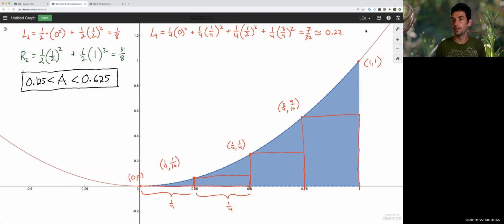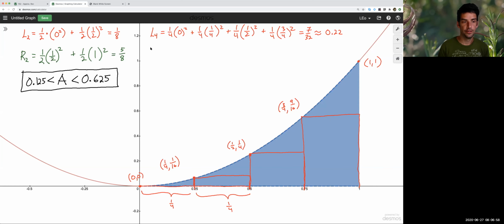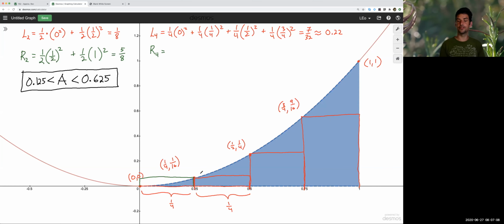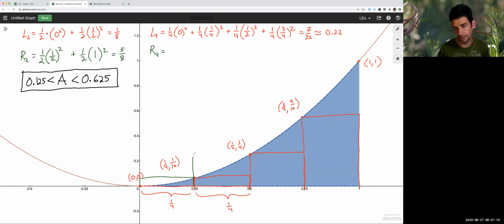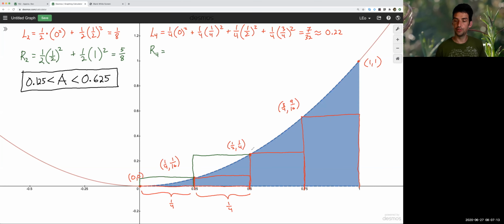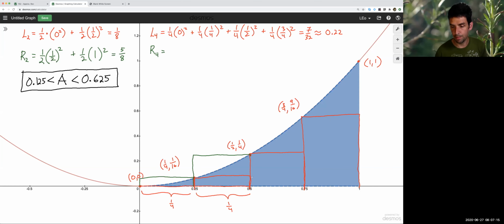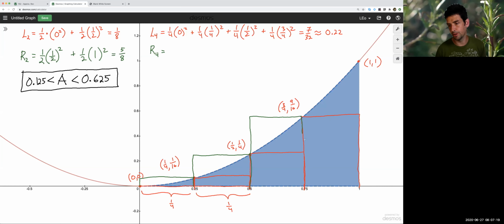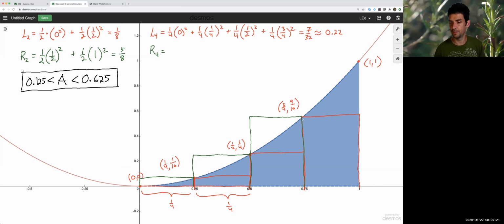Okay. All right. Same idea now. We're doing the right endpoints. So now I can draw in these rectangles, right? Again, notice that the red rectangles are all below the actual area. These green rectangles are going to be above, right? This isn't always the case that the left and right behave this way, but in this particular one, that's what's happening.